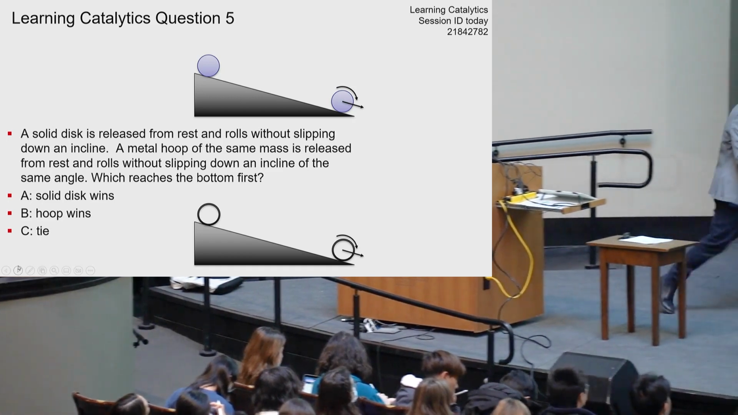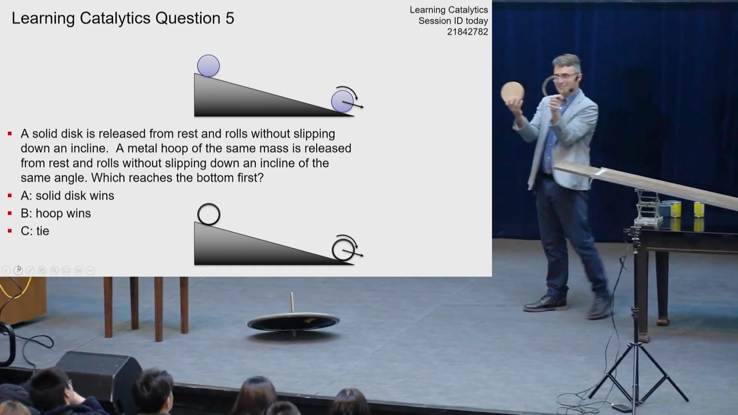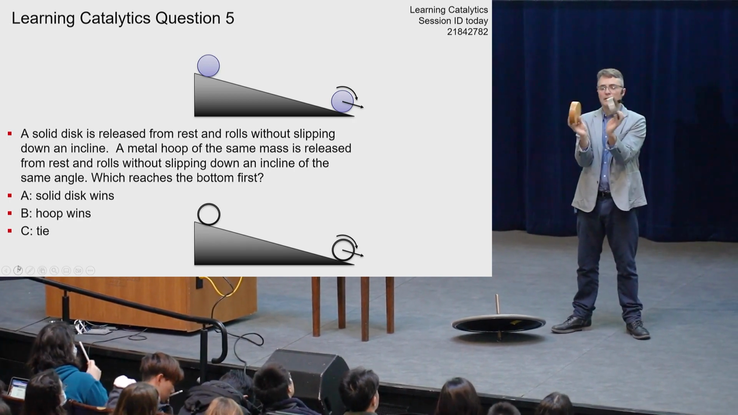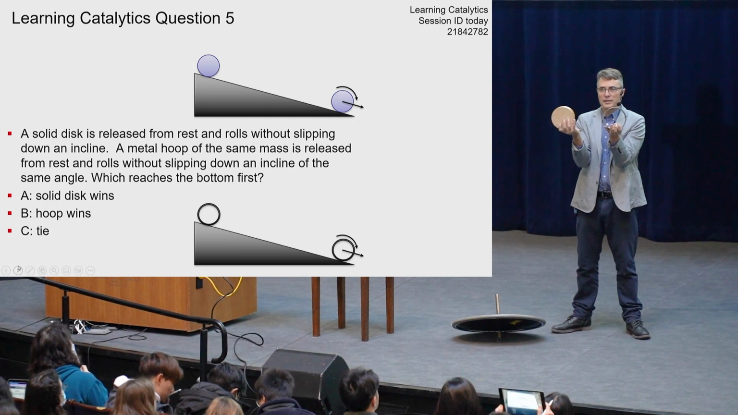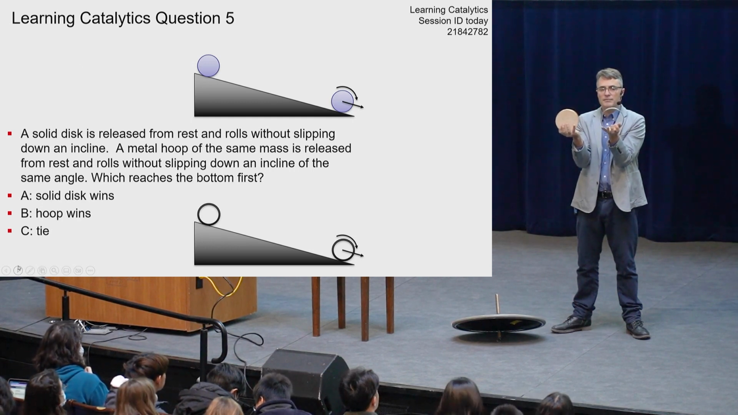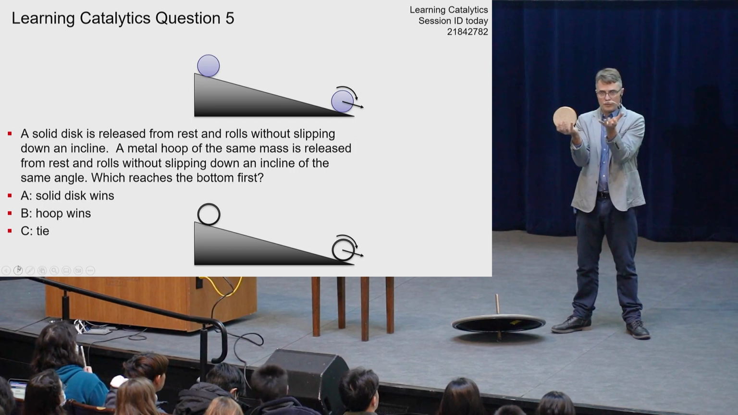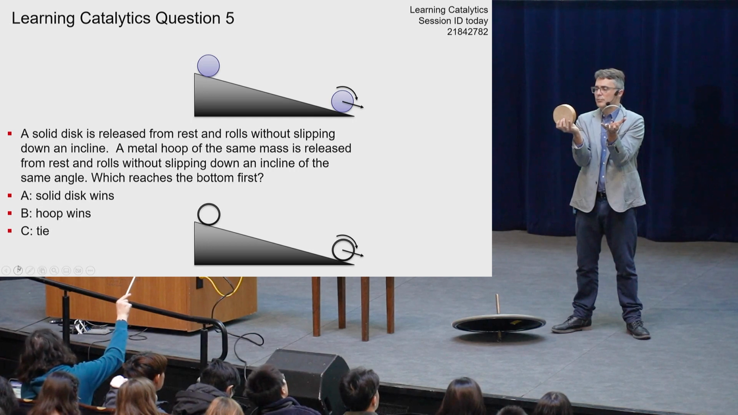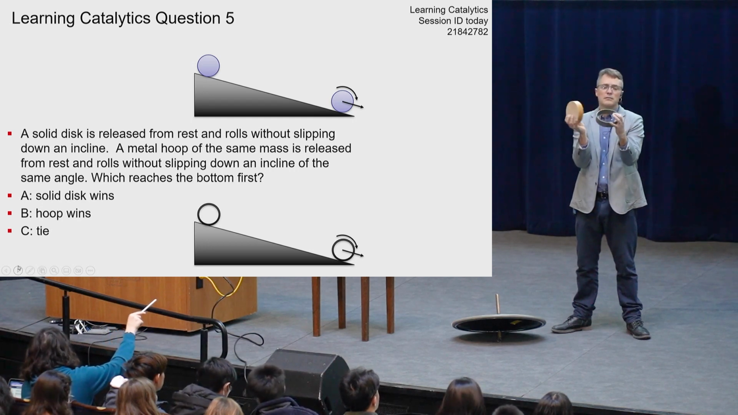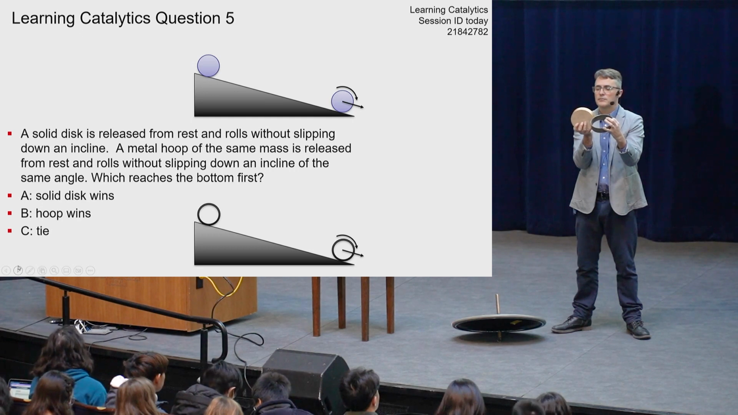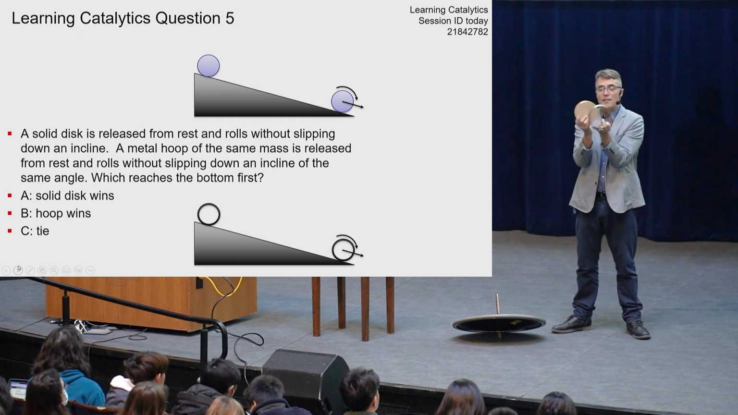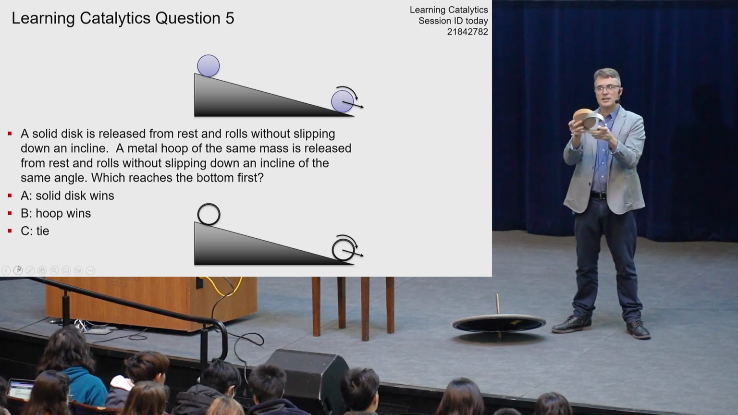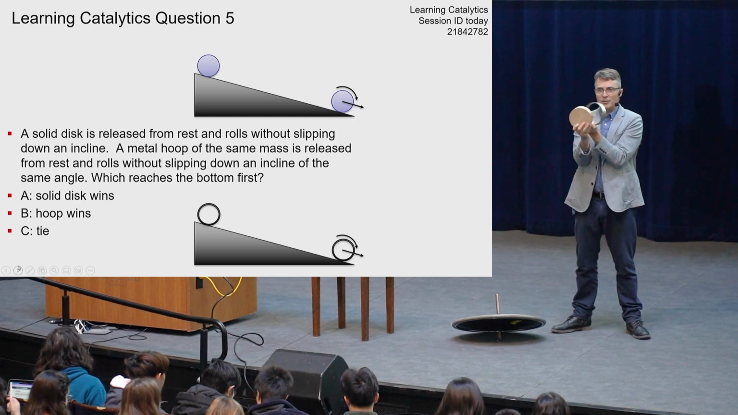So I want you to make a prediction. These turn out to have the same mass, although it's not going to matter. One's made of wood, so it's less dense, and it's all filled in. The other is made of metal, much more dense, but it's empty except for just the outer edge. I think they're both 677.6 grams. Yeah, they both say 677.6. So just believe me. They're also the same radius. Radius is the same, mass is the same. Who's going to win? Or will it be a tie?